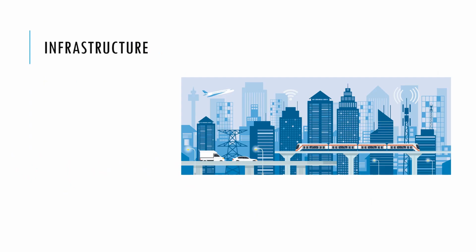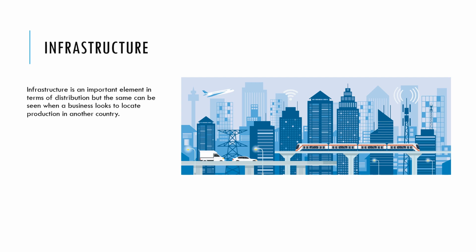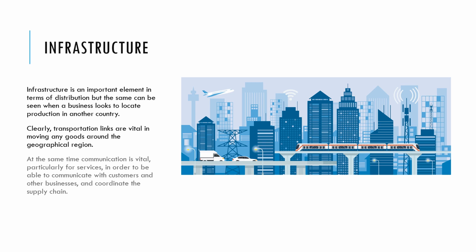Infrastructure is another important consideration. If I'm going to produce in a country, I need to be able to then distribute those products from the production location. I also need to be able to communicate with the manufacturer in that particular country. So communication infrastructure is also important.